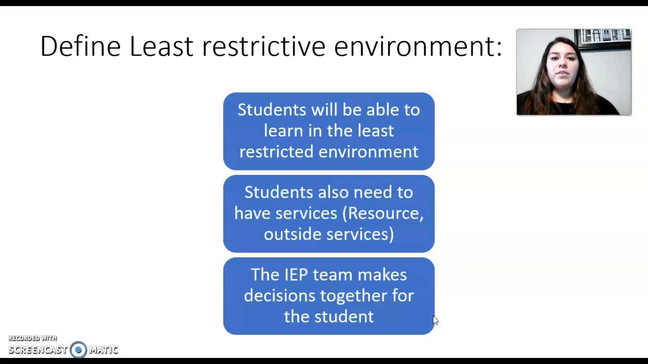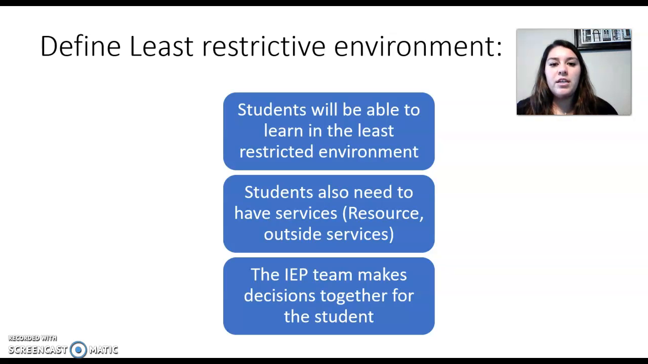So, the least restrictive environment. Students will be able to learn in the least restrictive environment. What that means is if a student has an IEP or receives services, which is when the student has an IEP, they are to learn in classes with other general education staff and students. So if a student is pulled for a class, or if a student is in an IIC classroom, the student is still able to learn in a general education classroom with a general education teacher.